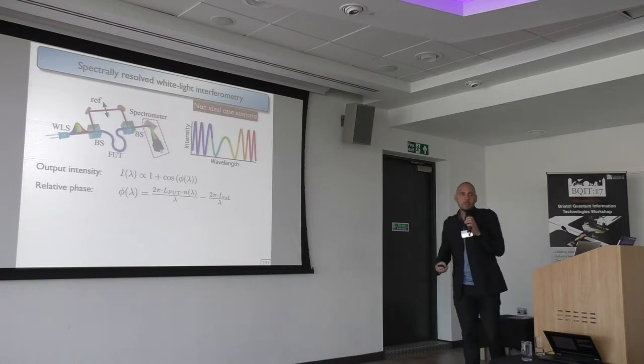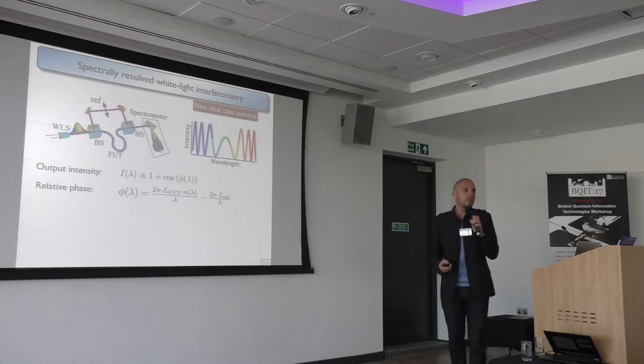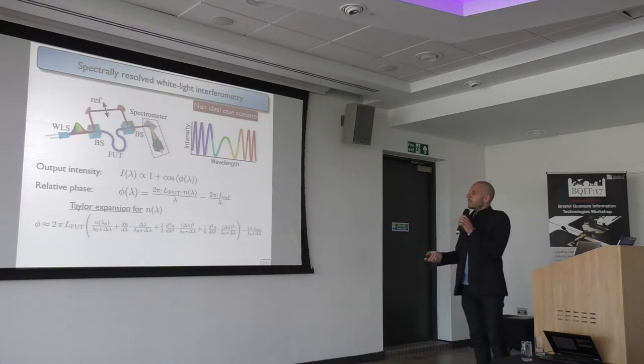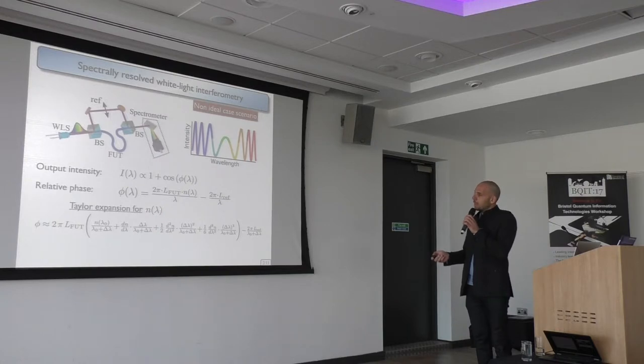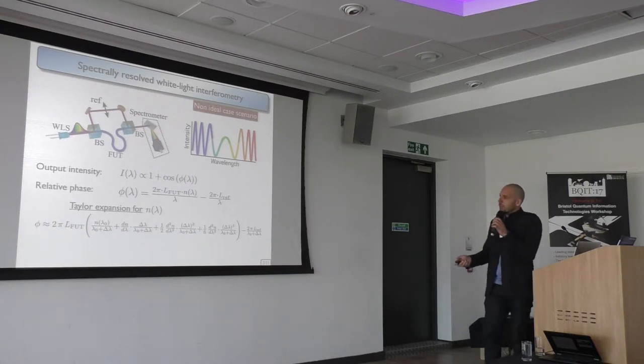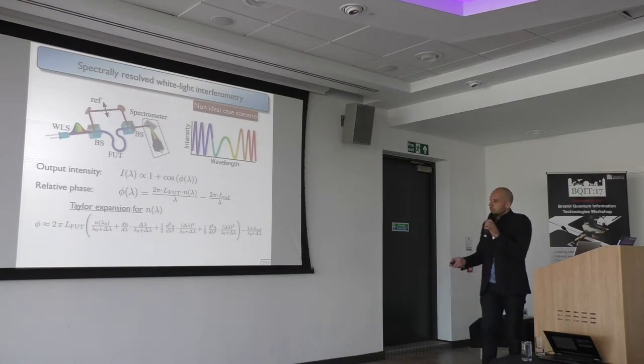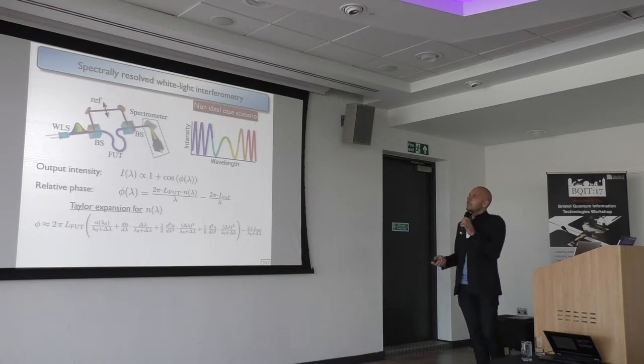The problem is that you almost always work in non-ideal case scenarios, right? So if you try to go a little bit deeper into the details of the dependency of n as a function of the wavelengths, you can see that you have this Taylor expansion for the relative phase between the two arms, which depends on the length of the fiber under test, of course the length of the reference arm, but you also have all the derivative orders of the refractive index taken at the central wavelength of your white light source, depending on the resolution of your spectrometer and also on the scale that you want to exploit in your measurement.